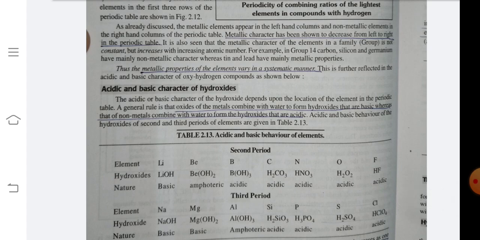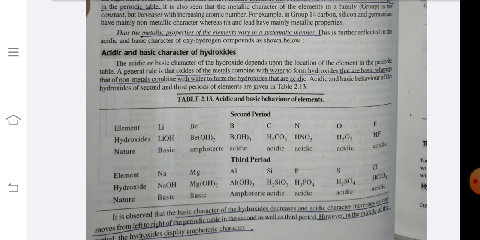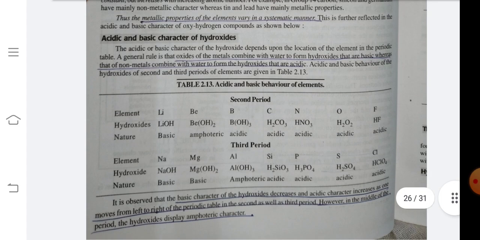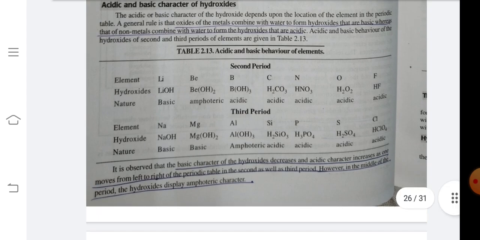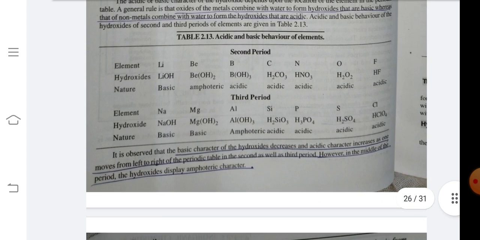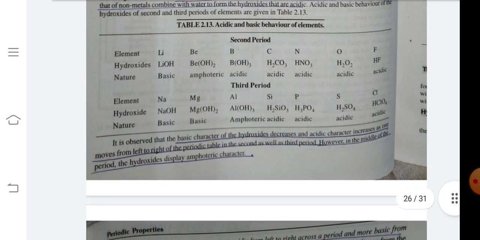This is further reflected in the acidic and basic character of oxyhydrogen compounds as shown below. Acidic and basic character of hydroxides. The acidic or basic character of hydroxides depends upon the location of the elements in the periodic table. A general rule is that oxides of the metals combine with water to form hydroxides that are basic, whereas those of non-metals combine with water to form hydroxides that are acidic. Acidic and basic behavior of the hydroxides of second and third period elements is given in table 2.13.